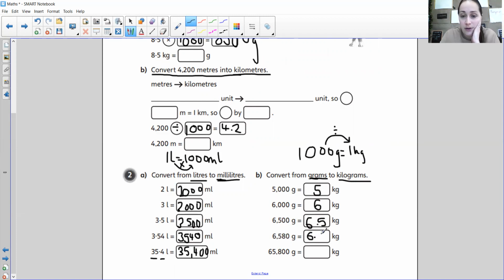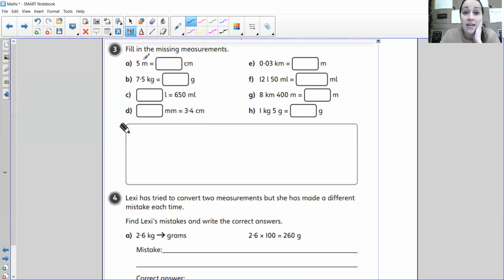6,580 would be 6.58 kilograms. You don't really need that 0. Last one then would be 65.8 kilograms. Lovely.